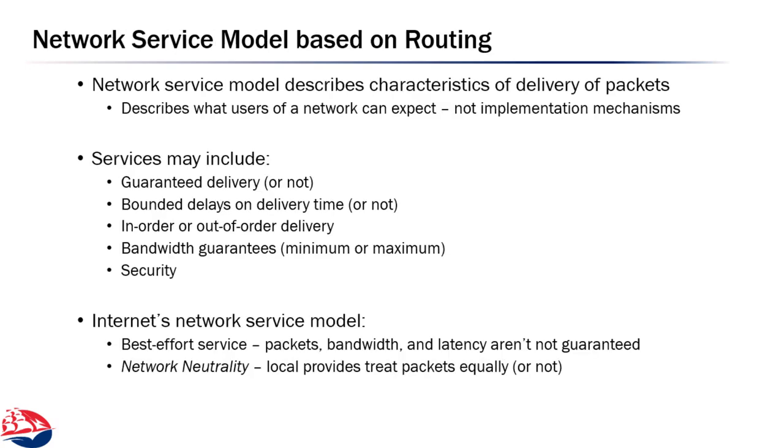So what does this mean for us? How would we describe the network service model for the internet? This is really just telling us what the users of a network can expect. The services can include guaranteed delivery. So if I send data, it's guaranteed to get there or not.